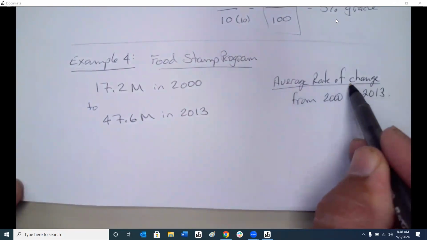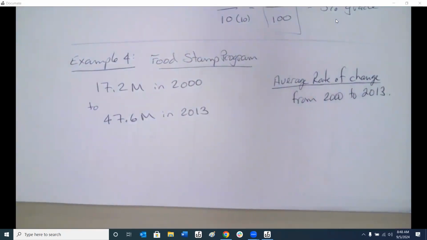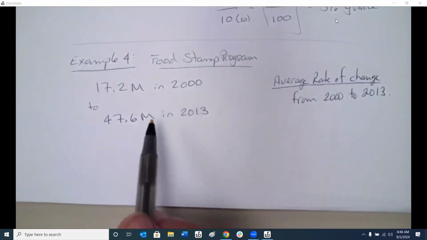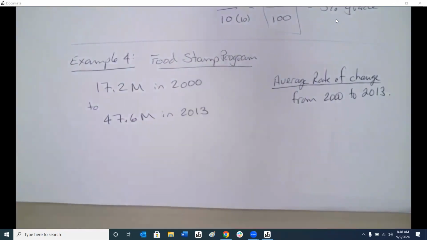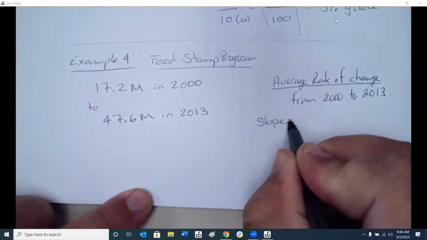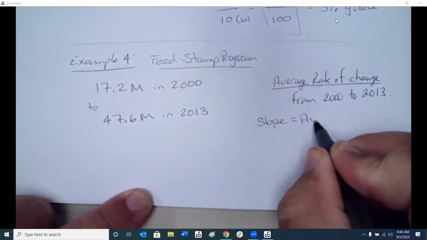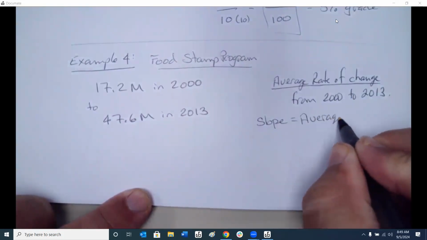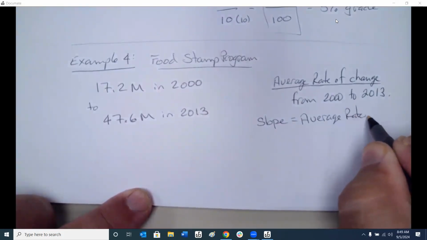When we say average rate of change, what we're looking at here is instead of going from this number of years, we're looking down to what happens per year. So do we have any formulas that can do that? Yes. The slope is the average rate of change.